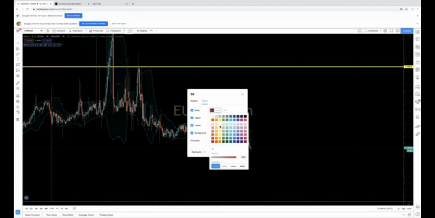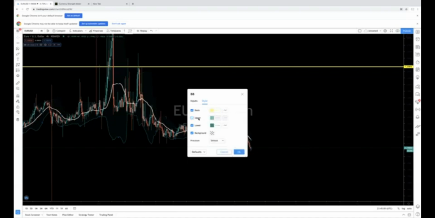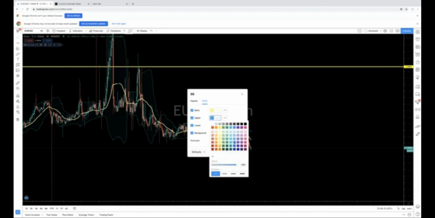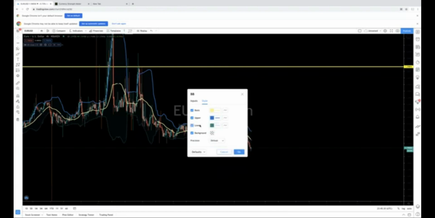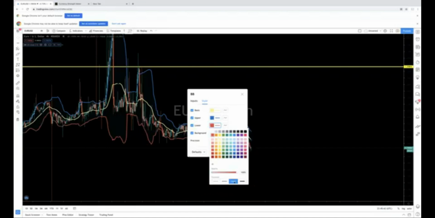For my Bollinger Bands, the base one is fine with yellow. We're going to make it a little thicker so we can see it better. The upper one, I like for that to be blue, the blue for buy. Make it darker so you can see it better. That's good. And then the lower band, I like that to be red, and make that a little darker as well so you can get a better picture.